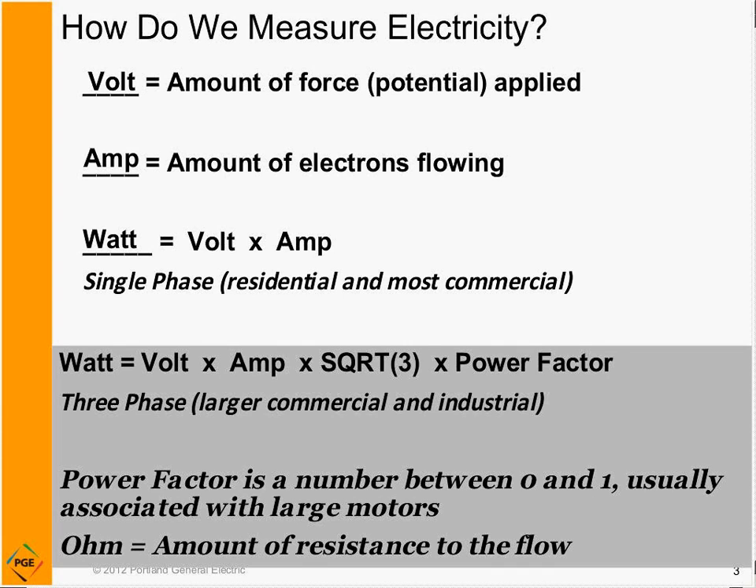Things we won't cover today, but we could cover in advanced topics: if you have three-phase power, you would have volts times amps times the square root of 3 times something called a power factor. If you have large motors in industrial processes, large motors create a power factor problem. You might see that on your bill. And there is something called the ohm. Each wire has a different resistance. Each appliance has a different resistance. Those are terms you might hear. They're more advanced than today's topic, but I wanted you to know that they exist.